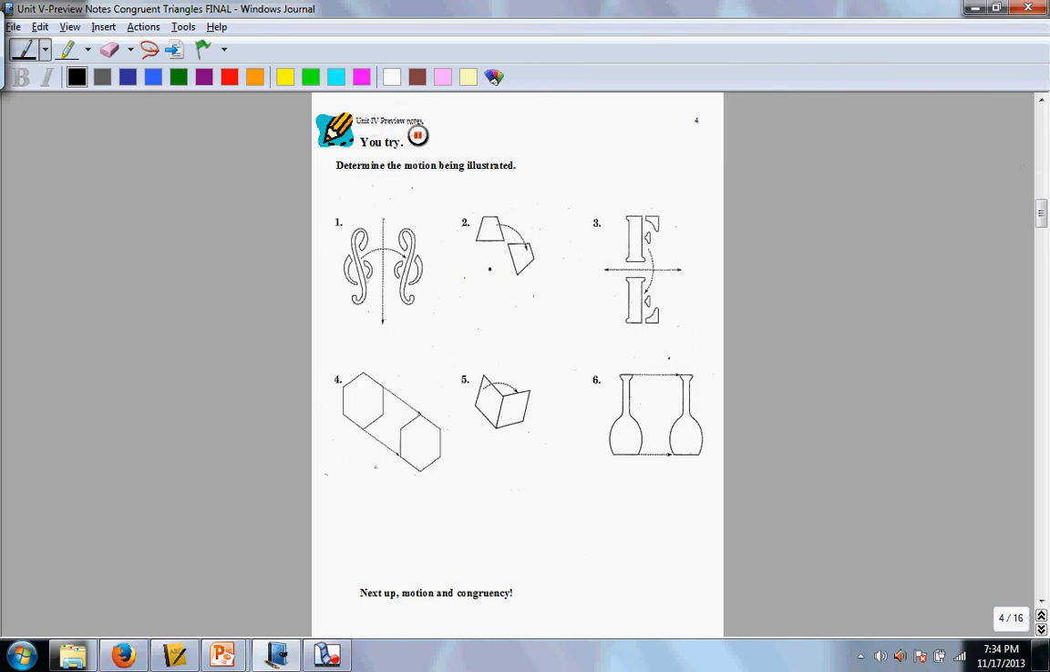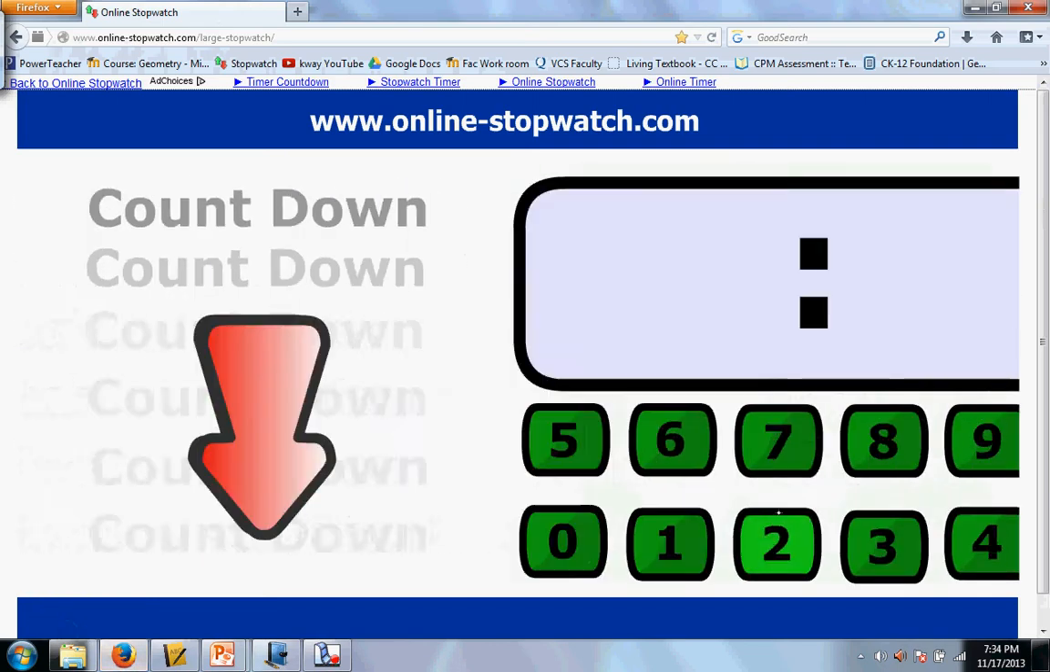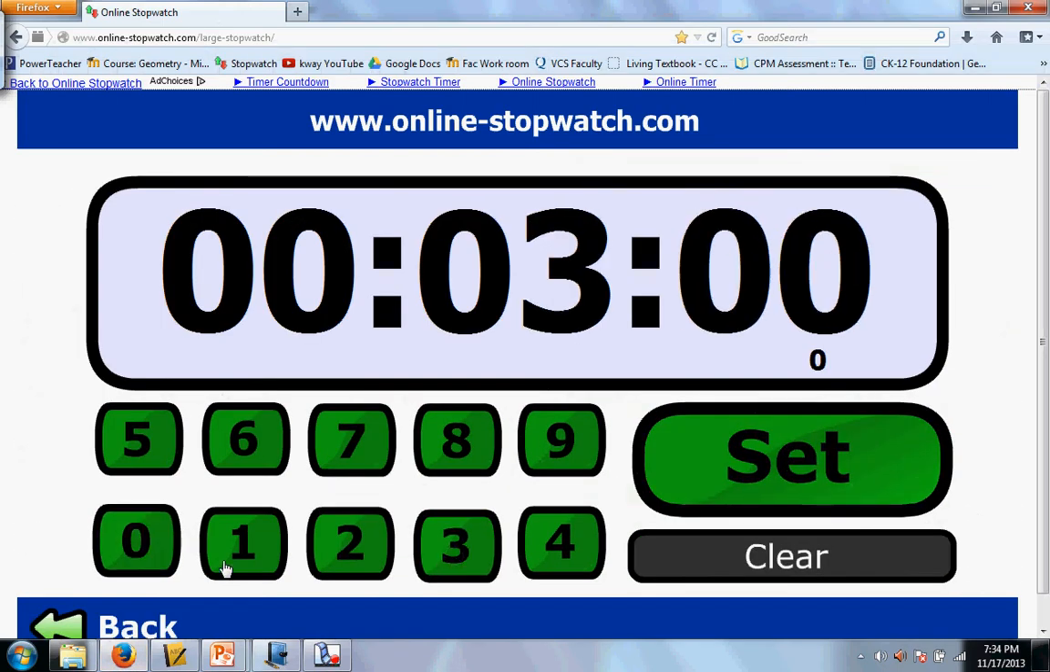What I'd like you to do is take 1 minute, or actually more like 30 seconds. I'd like you to name the motions that you see, 1 through 6. Name the motions that you see: translation, reflection, or rotation. I'll give you 30 seconds. It shouldn't take more than that.